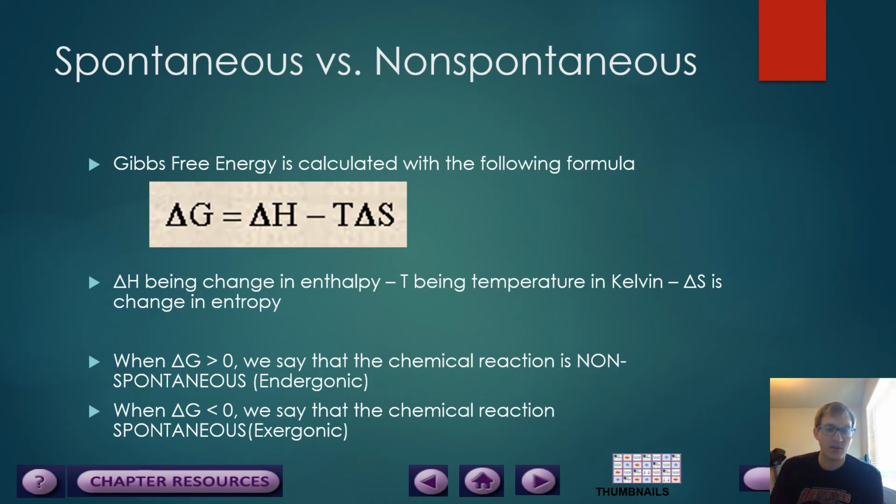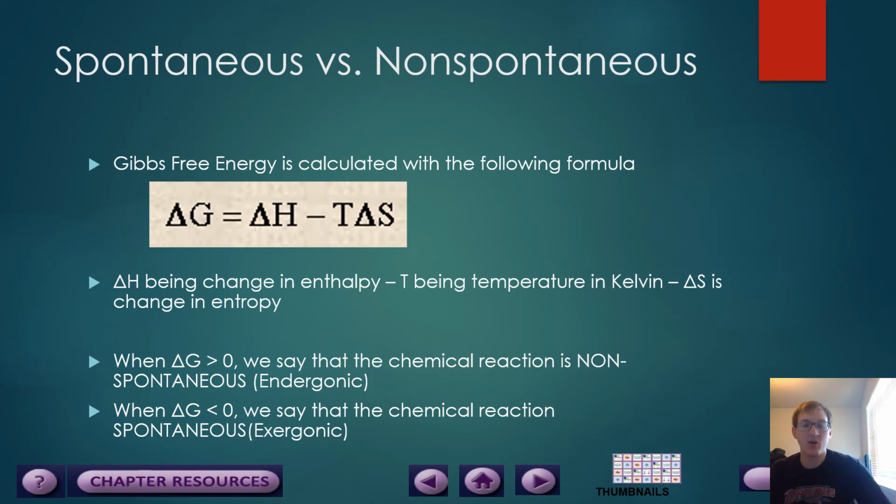So what you need to write down: when delta G, Gibbs free energy, is greater than zero or positive, we say that the chemical reaction is non-spontaneous. Another word you might see in chemistry textbooks is endergonic. We're going to use spontaneous and non-spontaneous to keep it clear, but endergonic versus exergonic is also something people use. When delta G is negative or less than zero, we say the chemical reaction is spontaneous or exergonic.